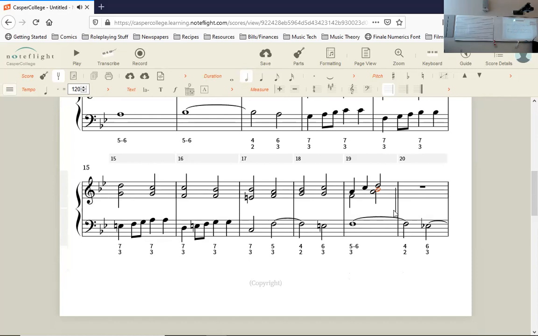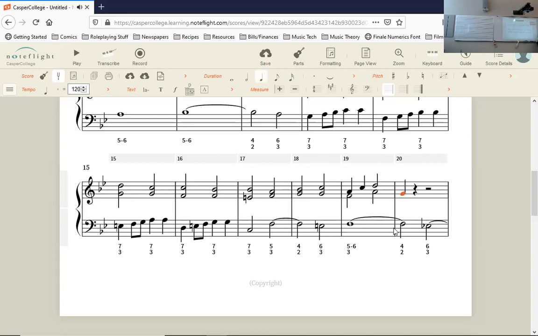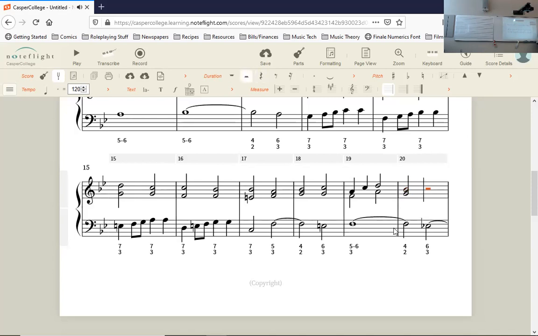Okay, there we go. 4-2 on the downbeat above the F. So F, we need G and B-flat. That'd be fun. Then 6-3, we need a G. Oh, we already have a G, so we'll keep it. And we need a C.